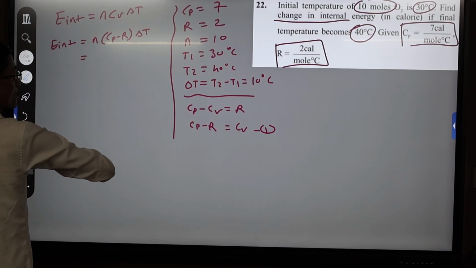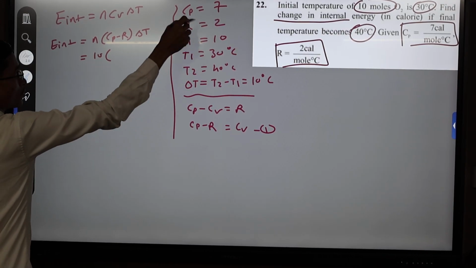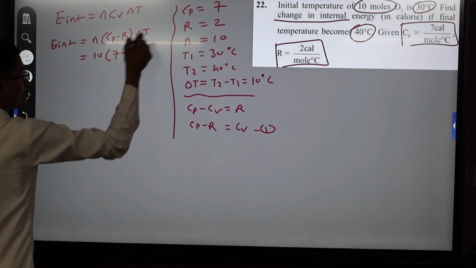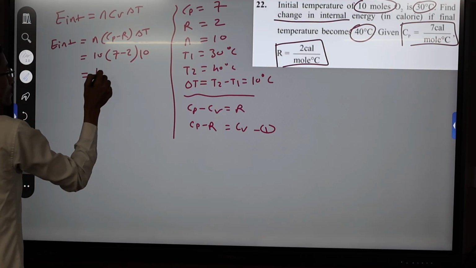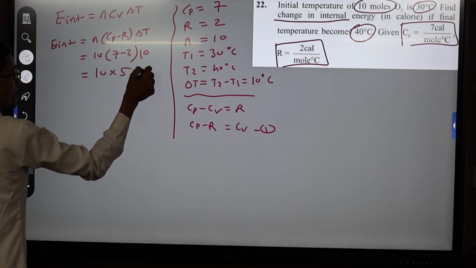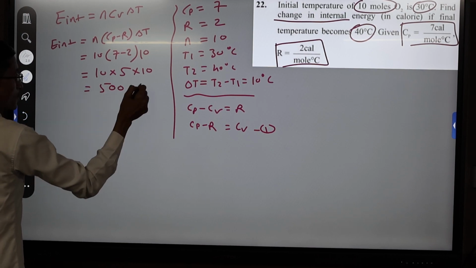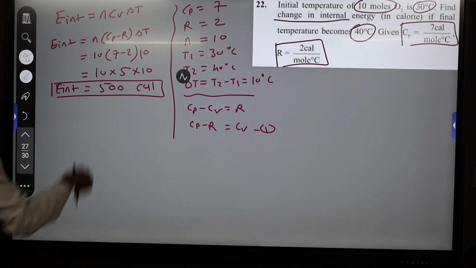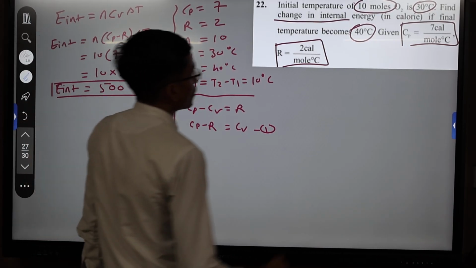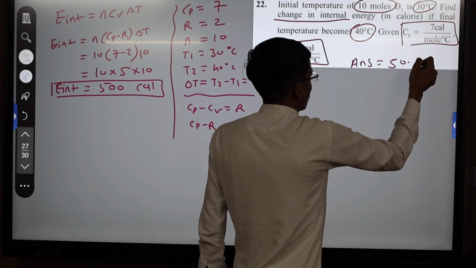Now put all the values from the given data. Number of moles is 10, Cp is equal to 7, R is equal to 2, delta T is equal to 10. So 10 into 5 into 10 will become 500 calorie, because we put all data in calorie. Okay, so the answer will be 500 calorie.